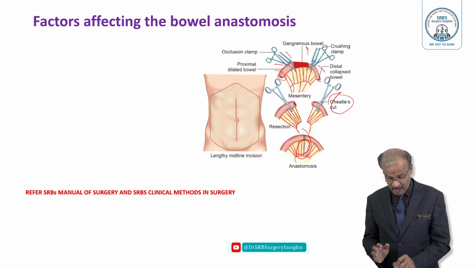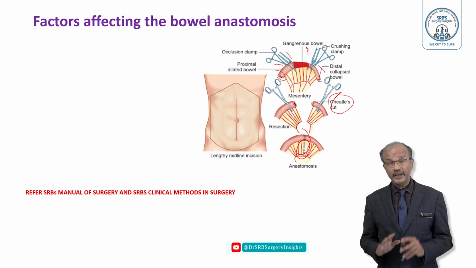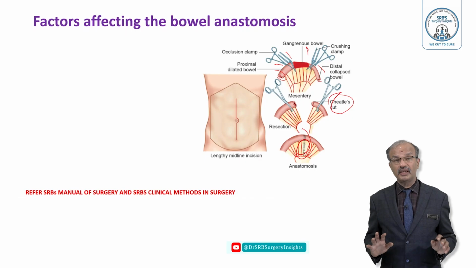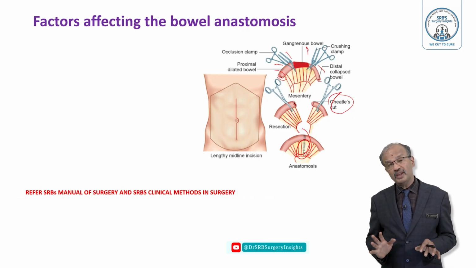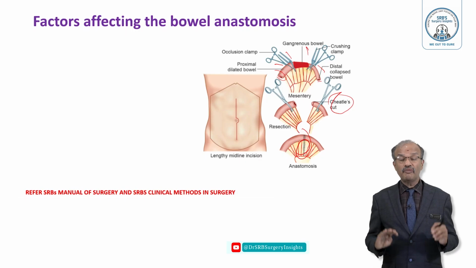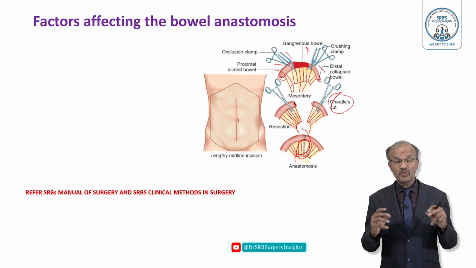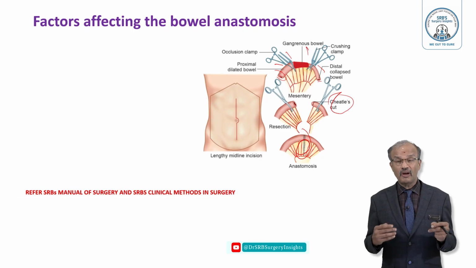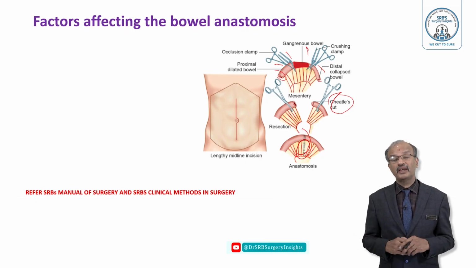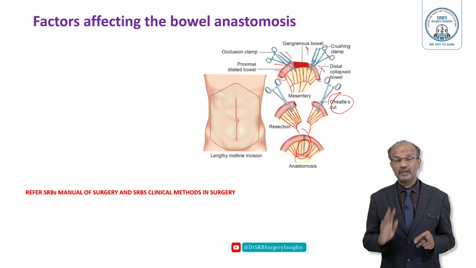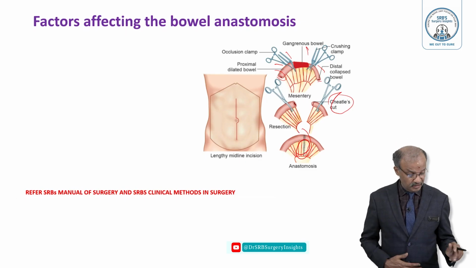Just to show, this is the midline incision, a lengthy, adequate, optimum incision. Don't compromise when you do open surgery. Laparoscopy is different. In open surgery, your hand should go inside the abdominal cavity adequately. You should be comfortable to see everything. Your hand movement, wrist movement should be properly accommodated in the abdominal cavity. So don't compromise on the abdominal incision while doing the resection anastomosis.